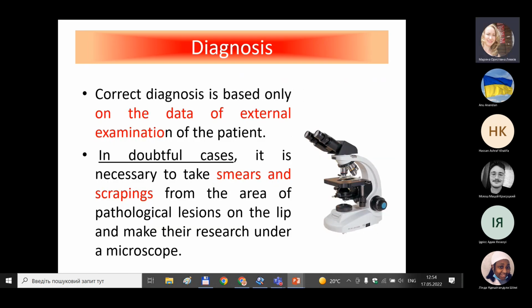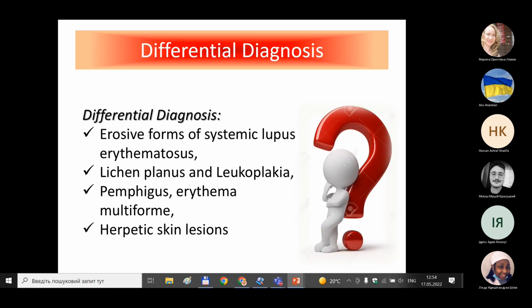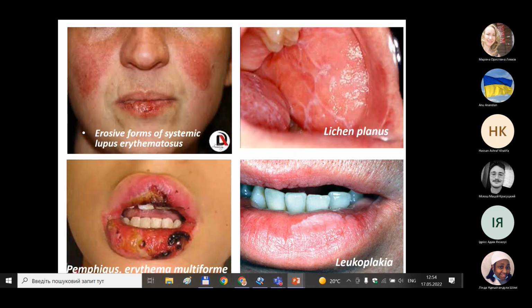Diagnosis. Correct diagnosis is based only on the data of external examination of the patient. In doubtful cases, it is necessary to take smears and scrapings from the area of pathological lesions on the lip and study them under a microscope. Differential diagnosis is done with such diseases: erosive forms of systemic lupus erythematosus, lichen planus and leucoplakia, pemphigus, erythema multiforme, and herpetic skin lesions.